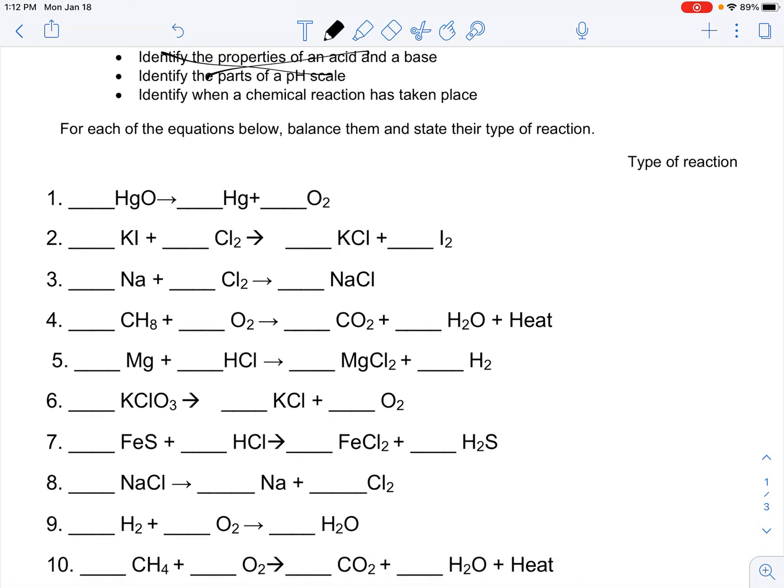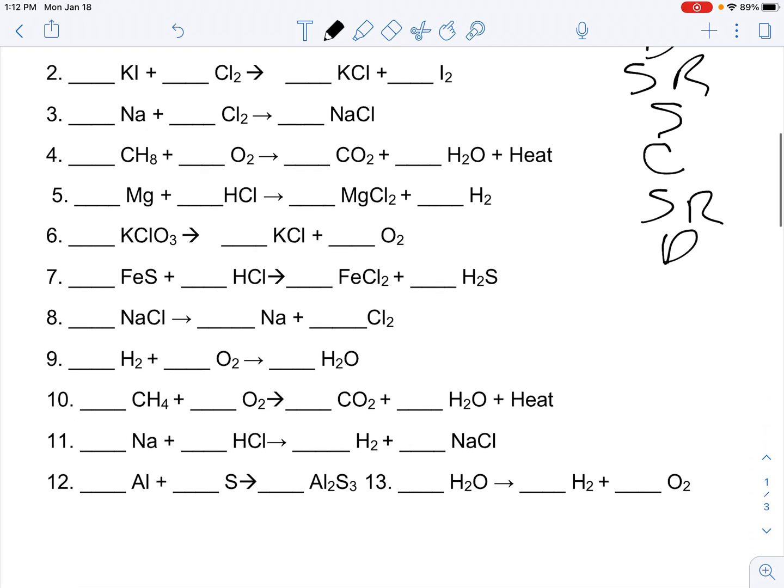Okay, so types of reactions here. So the first one is decomposition. If you have further questions, email me and let me know. This one is single replacement, synthesis, combustion, single replacement, decomposition, double replacement, decomposition, synthesis, combustion, single replacement.